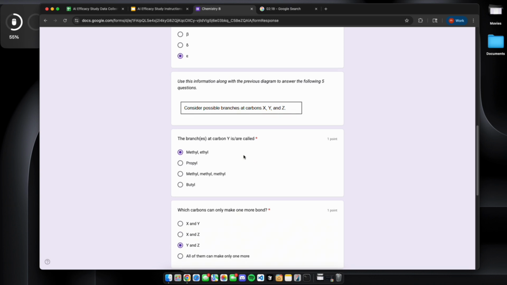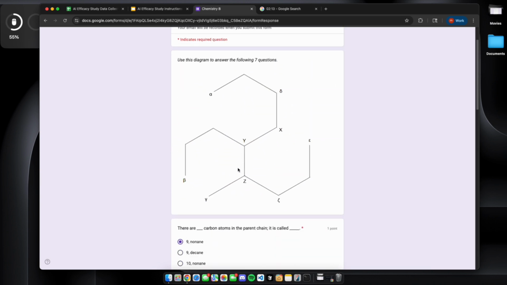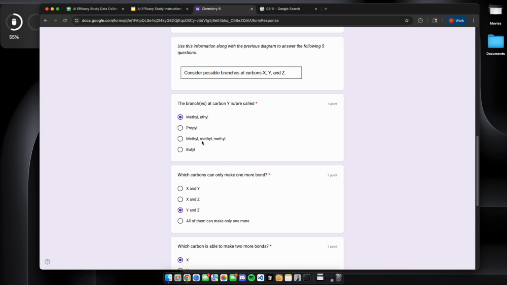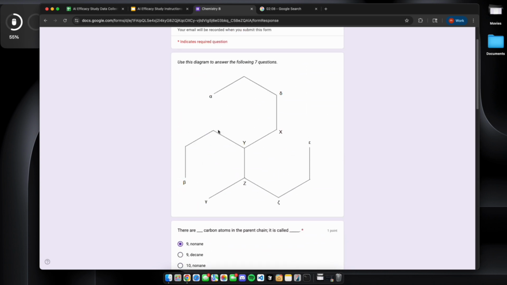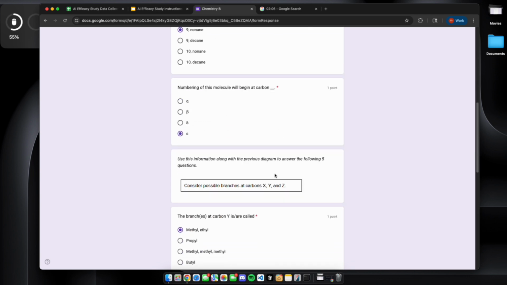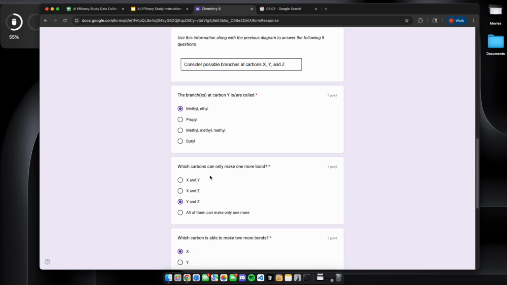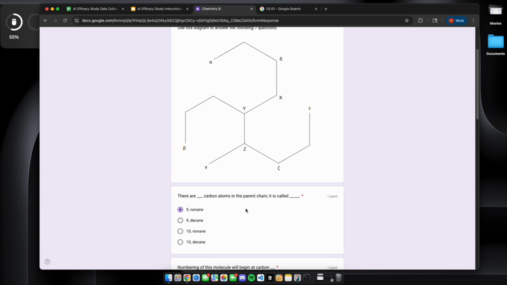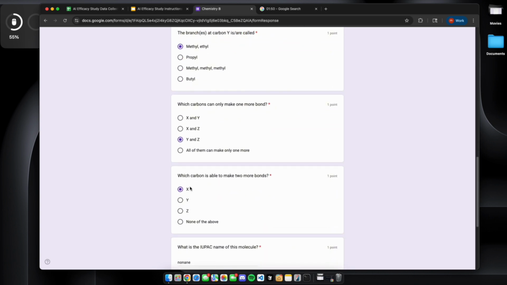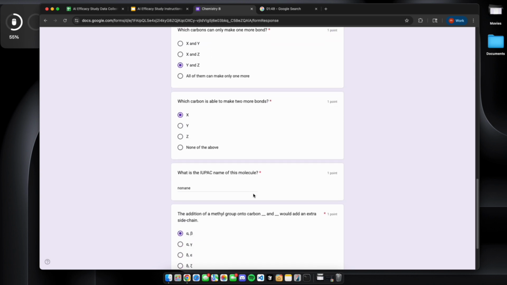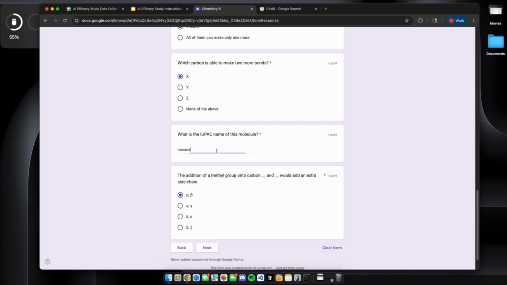Branches that carbon Y is slash are called methyl, ethyl. Has to be methyl and ethyl. I can't see why it would have 3. Which carbons can only make one more bond? Yeah, because these only have 3. These already have 3, Y and Z, and they can only have 4. I'm pretty sure. That makes sense. And then X is the only one with only 2 bonds, so they can have 2 more. Pretty sure this is the name of the molecule. I might be wrong.